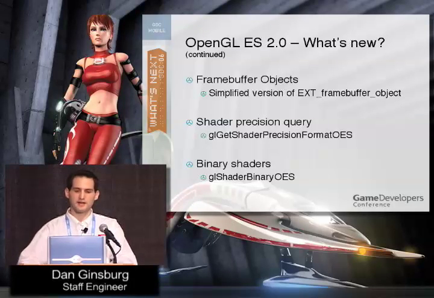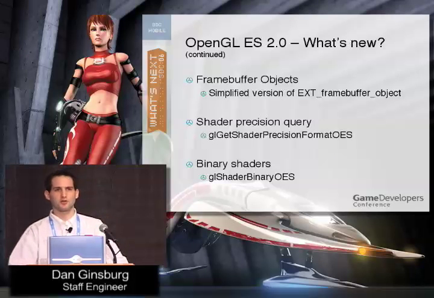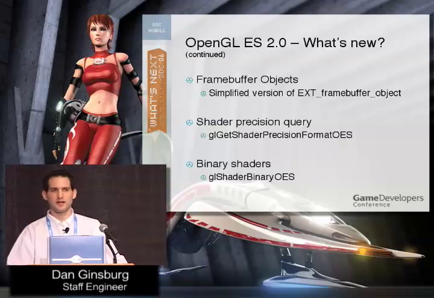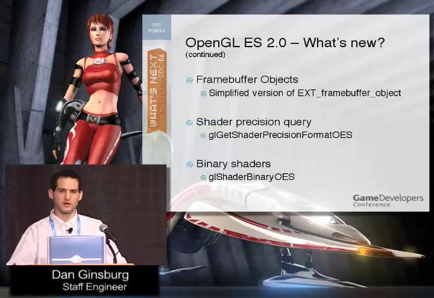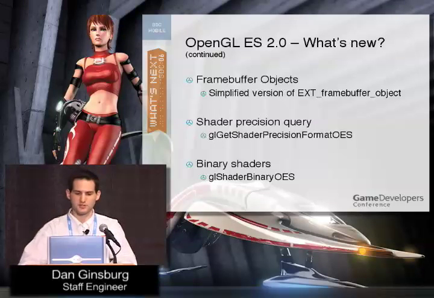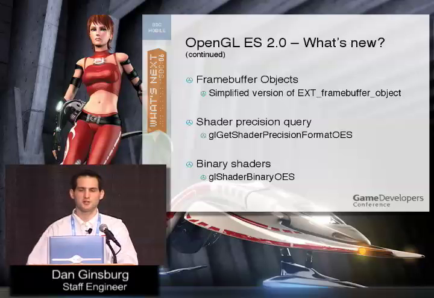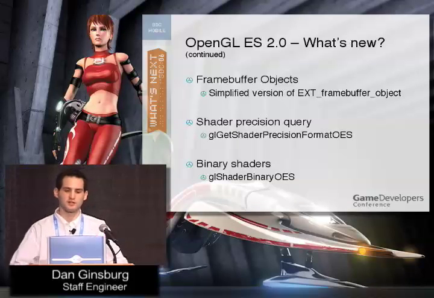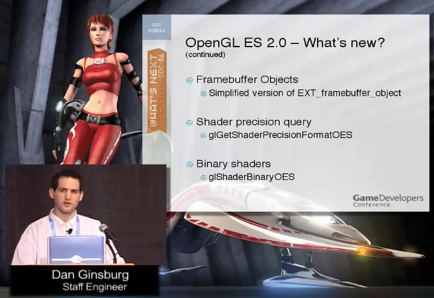Another thing that's been added is the shader precision query. I mentioned this earlier. This query allows you to find out information on how much range and precision there are for each of the low, medium, and high precision qualifiers. And in addition, there's a new entry point for loading binary shaders. This is used for loading offline compiled binary shaders that I mentioned earlier.